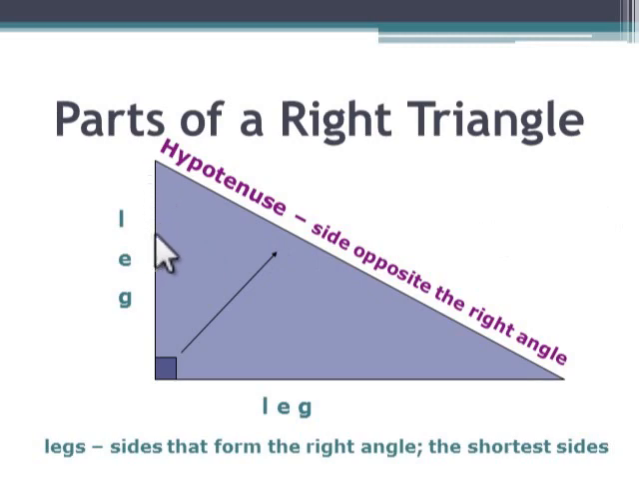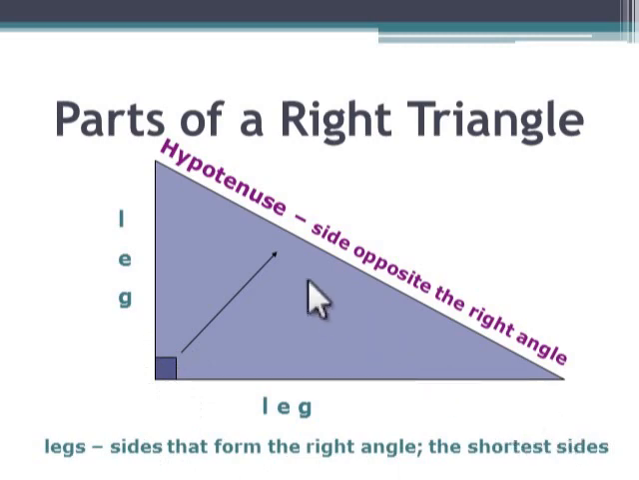We have what they call the legs. Those are the two lines that create that right angle in the corner there. Even if the triangle was flipped around, it's whichever two lines create that right angle. So you'll see here that they are always going to be the shorter sides.